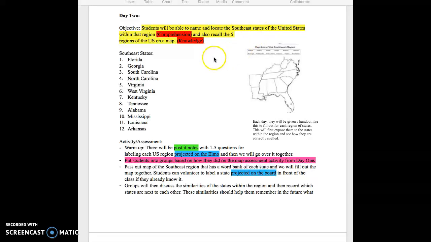So on day 6, it's going to say students will be able to name and locate the western states of the United States, and then also recall the 5 regions: Southeast, Northeast, etc. And then these are going to be the states that they're working with, which are all going to be listed.